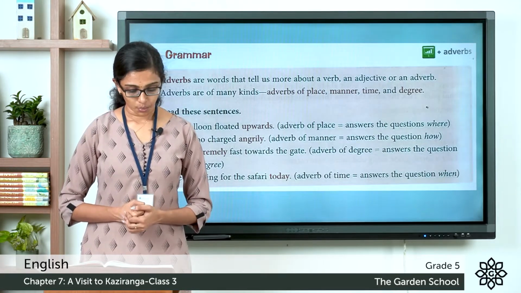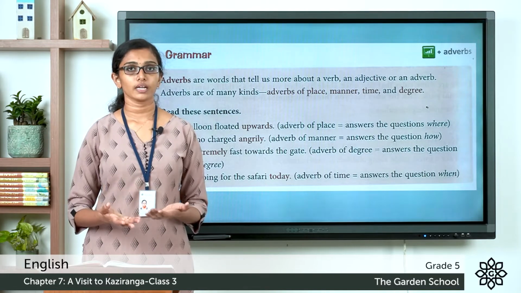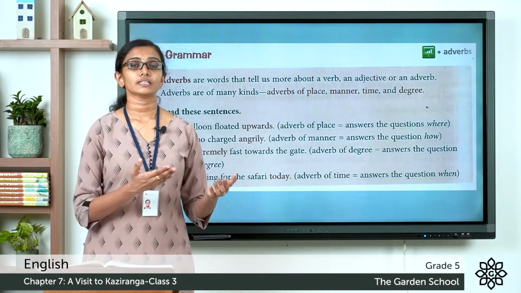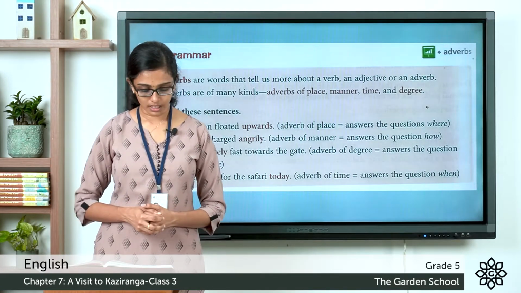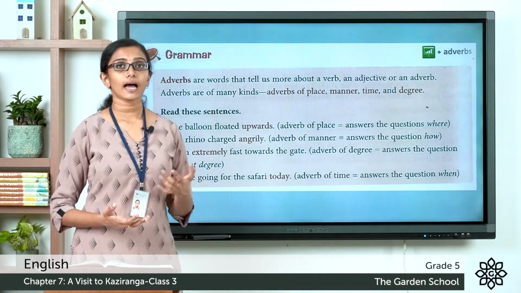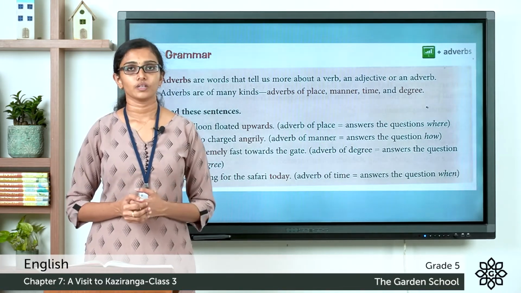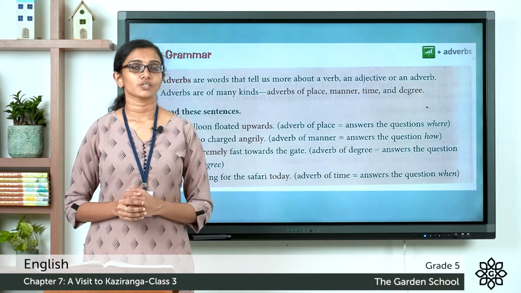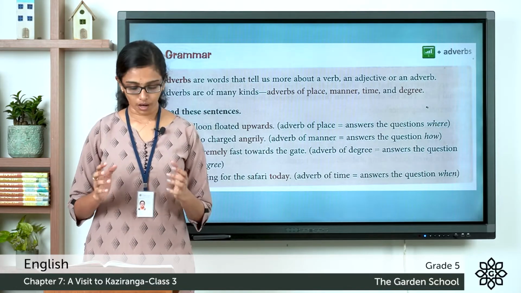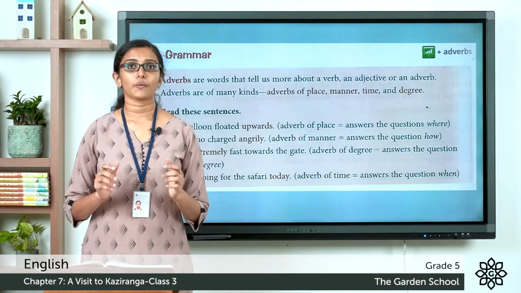Now let's see what are adverbs of place. An adverb of place is a word that tells us where the verb or the action is taking place. Let's see one example. The balloon floated upwards. So this shows where the balloon is going to. So where the action is happening, that is shown by the word upwards. So that is an example of adverb of place. So an adverb of place answers the question where.